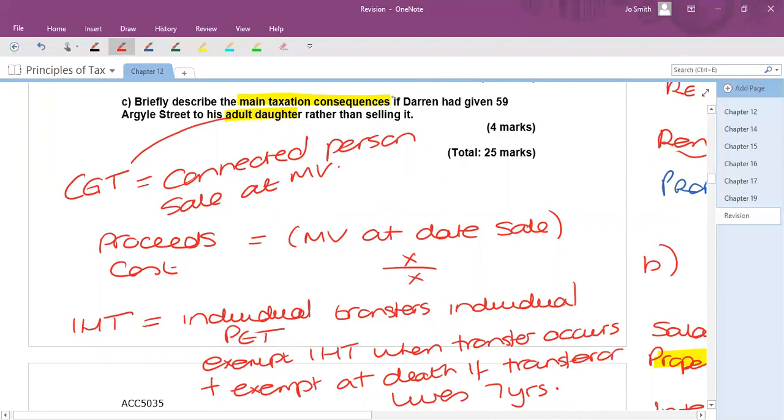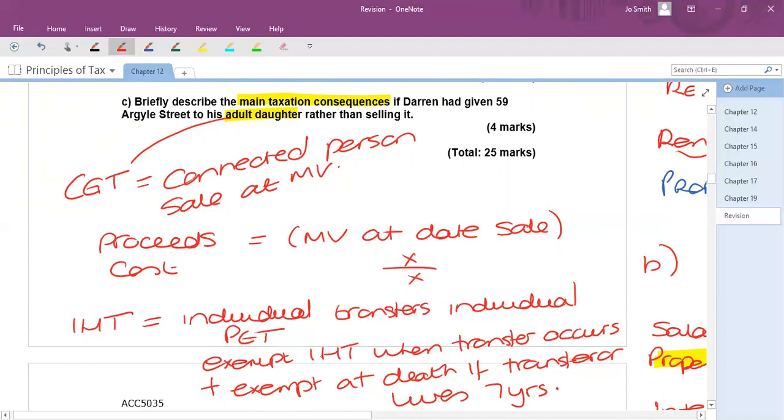So in this example, that would mean that if Darren survives 7 years after giving that asset away to his daughter, then his daughter will never pay any inheritance tax on it. If he doesn't survive 7 years, it might be subject to inheritance tax. We're not saying it will definitely be. We'll have to see what the rest of his wealth is at death. But once it goes past 7 years, then you're all home and dry. There's no inheritance tax to pay because you don't pay anything at the transfer date and you don't pay anything at the date of death.